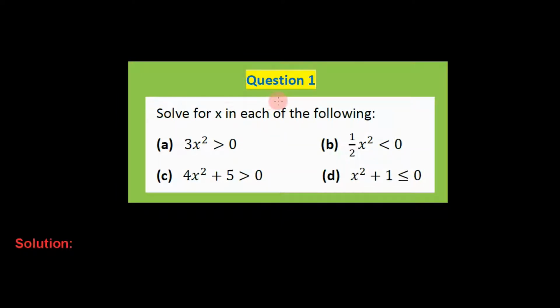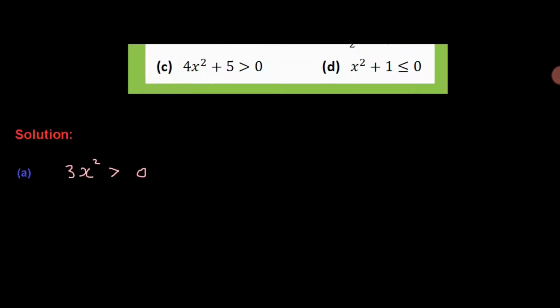So let's look at your answers to this question. We had to solve for x in each of these inequalities. So in the first one, 3x squared is greater than 0. We can start by dividing through by 3, and we get x squared is greater than 0. So we are looking for x values that when we square them, we get an answer that's positive or greater than 0.